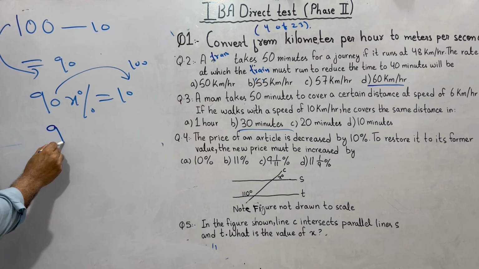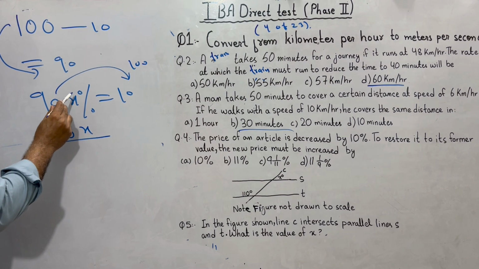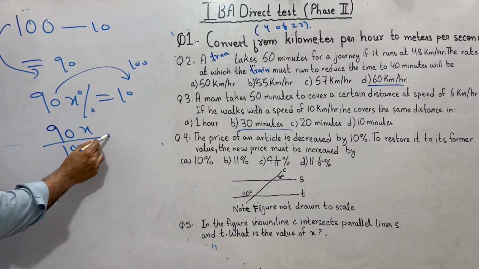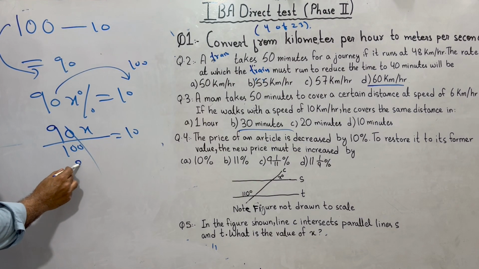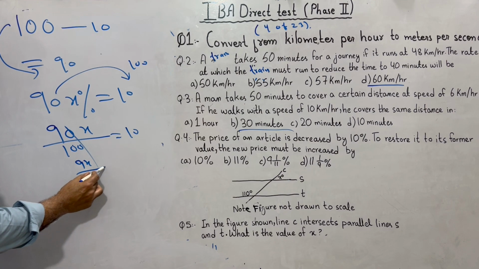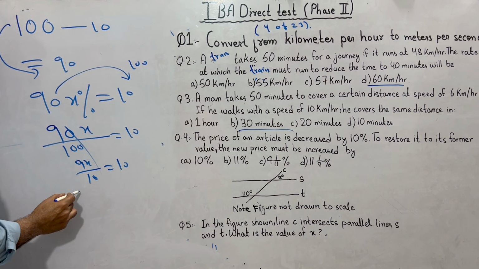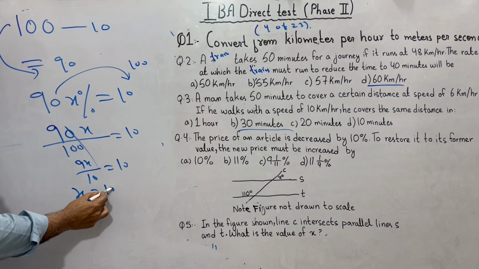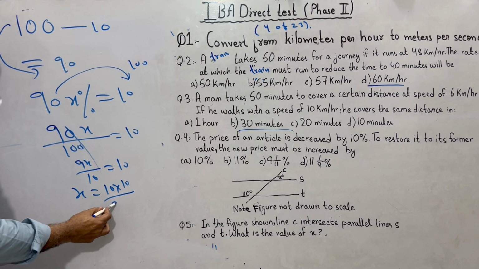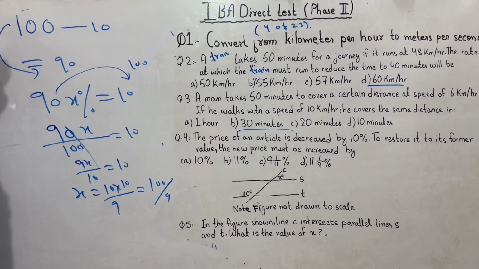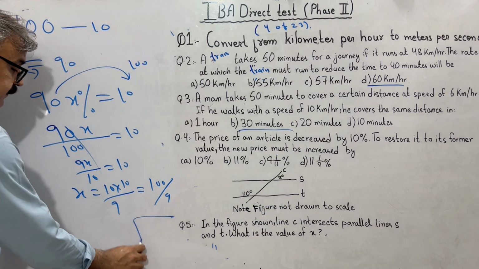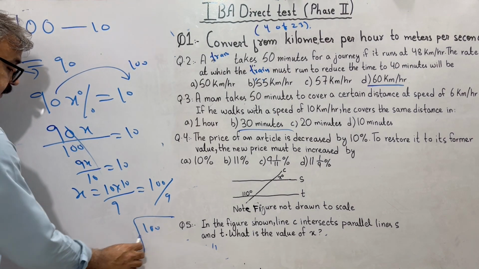Okay. Solving for x, 90. To remove percent, divide by 100. I have 10. Cancelled out. 0, 0. I have 9x over 10 is equal to 100. Shift this thing here. So x is equal to 10 times 10 divided by 9. It will become 100 over 9. Applying table, simply divide 100 over 9.